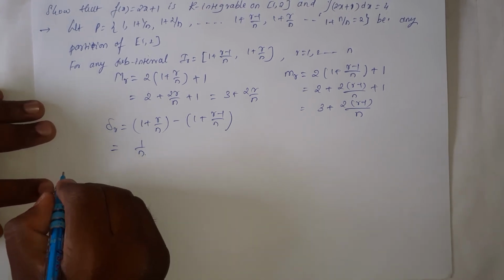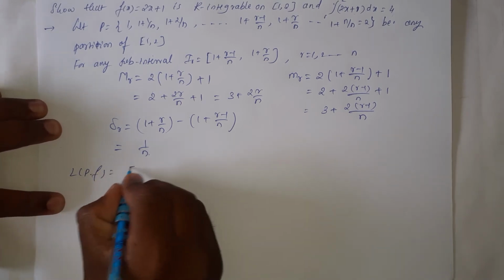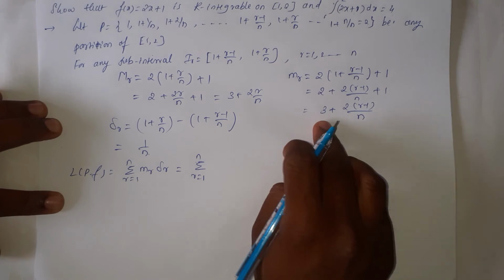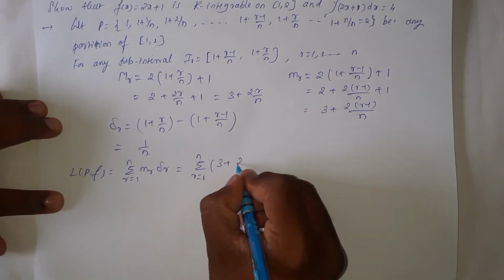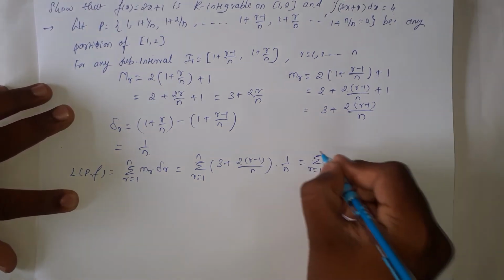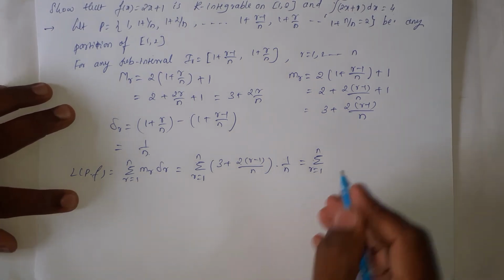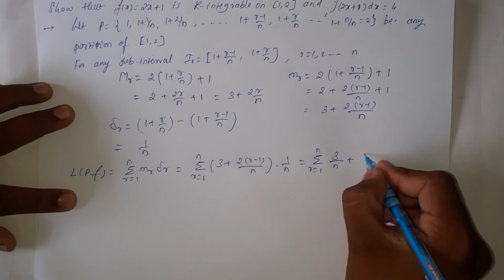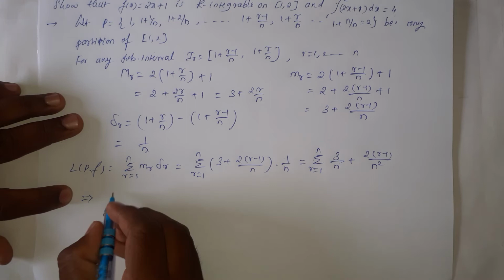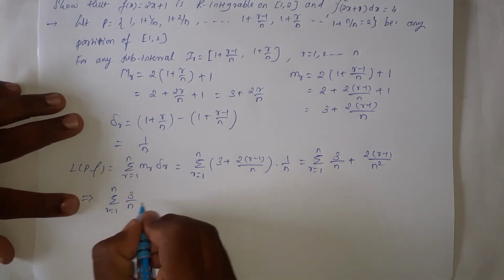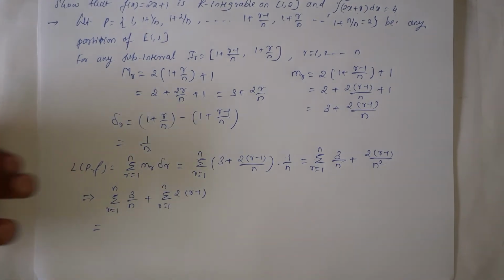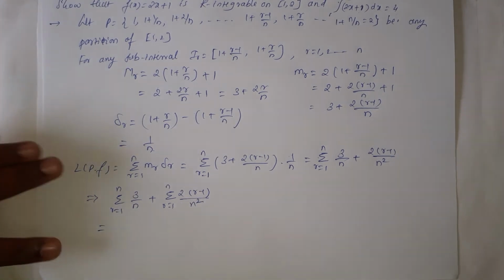Now let us find L(P,f) and U(P,f). L(P,f) is the summation over r equal to 1 to n of small m_r times delta_r. Small m_r is 3 + 2(r-1)/n and delta_r is 1/n. This can be written as the summation over r equal to 1 to n. Multiplying 1/n to both terms separately, it becomes 3/n + 2(r-1)/n². Now we can apply the summation separately: the summation of 3/n plus the summation of 2(r-1)/n².